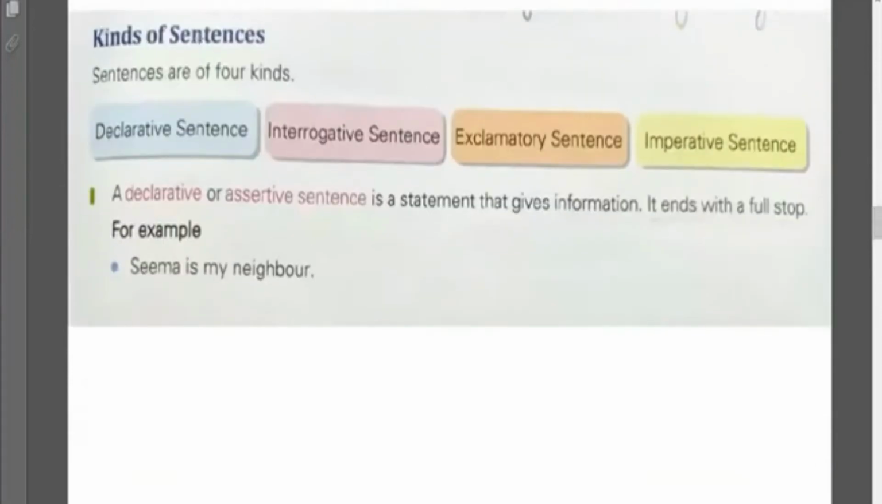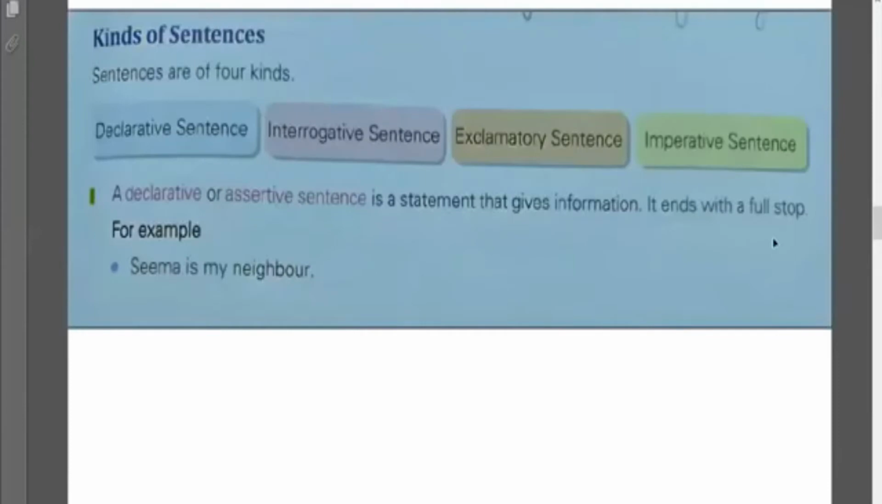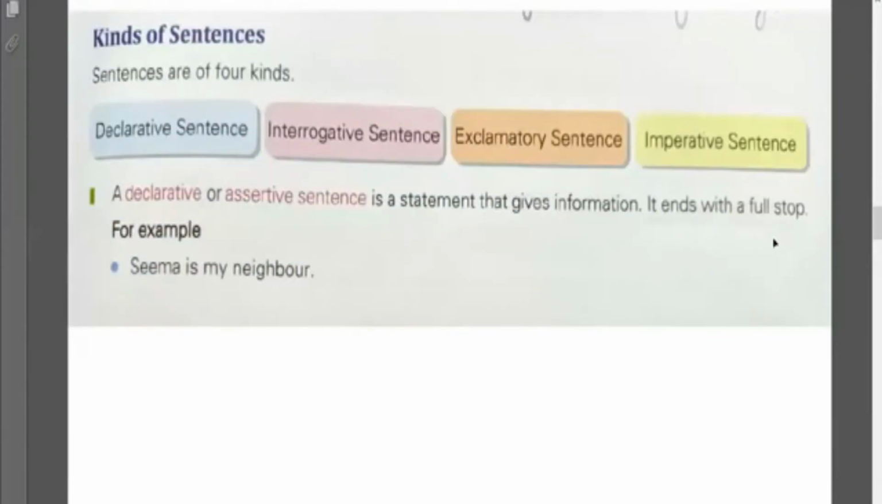Now we'll discuss the kinds of sentences. So let's have a quick recap. Sentences are of four types: declarative, interrogative, exclamatory, and imperative. A declarative sentence is also called an assertive sentence, which is a statement that gives us information. It always ends with a full stop. That we need to remember. A declarative sentence always ends with a full stop. For example, Seema is my neighbor.